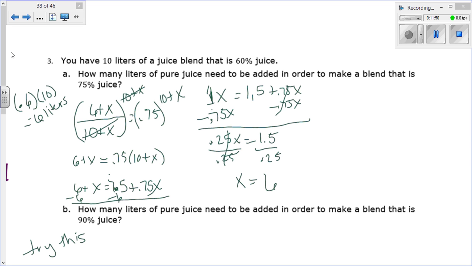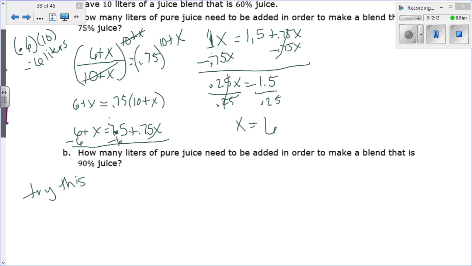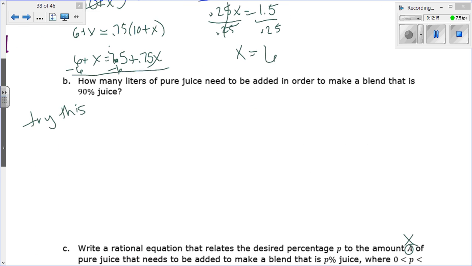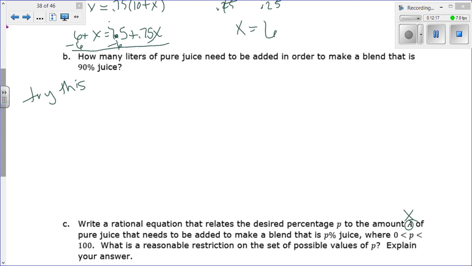Distribute the 0.75. I did things a little backwards. I just subtracted the 6 first, and I got 1x equals 1.5 plus 0.75x. And then I subtracted the 0.75x, so I get 0.25x equals 1.5. Divide both sides by 0.25, and I get x equals 6. So we need 6 more liters to make it 75% juice. B is just like part B in that tennis problem, and I want you to try this one on your own.